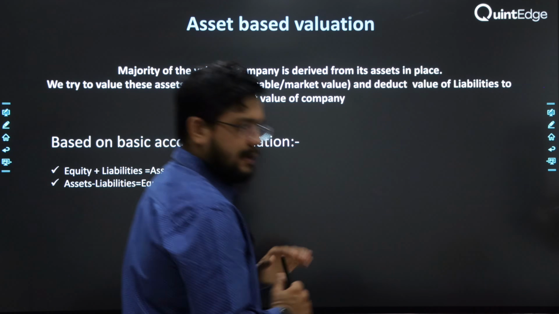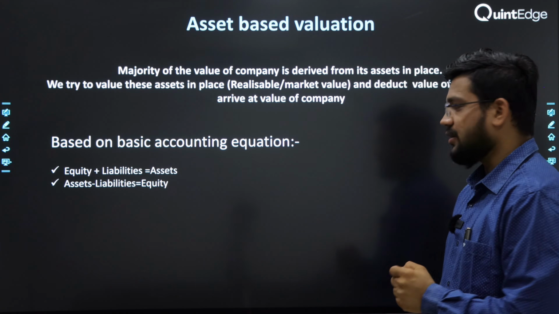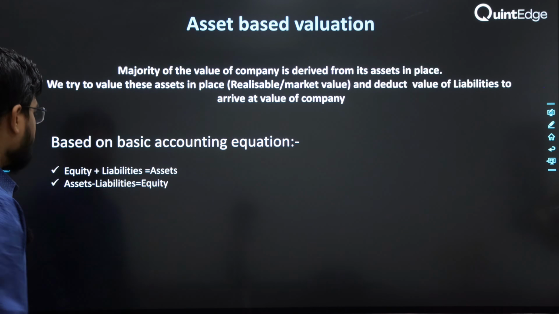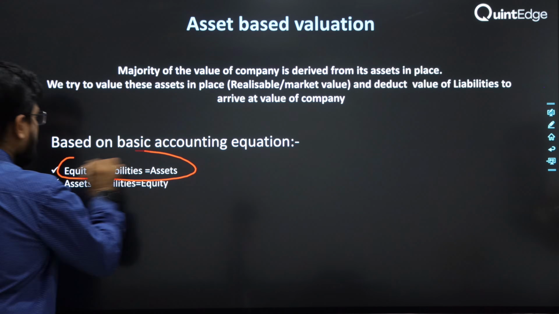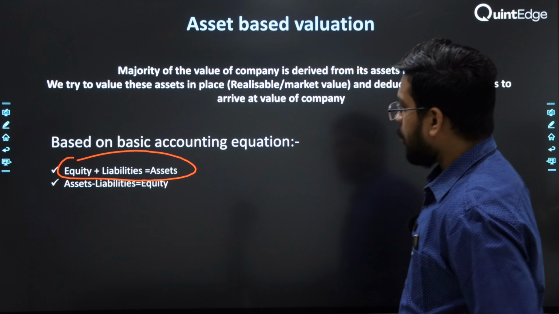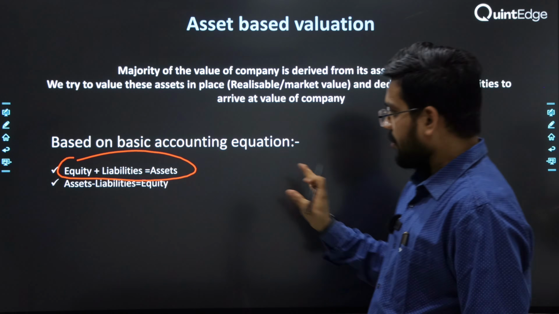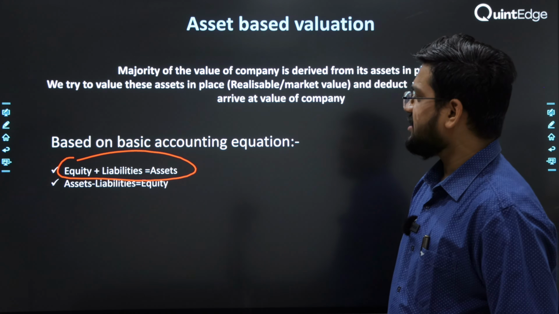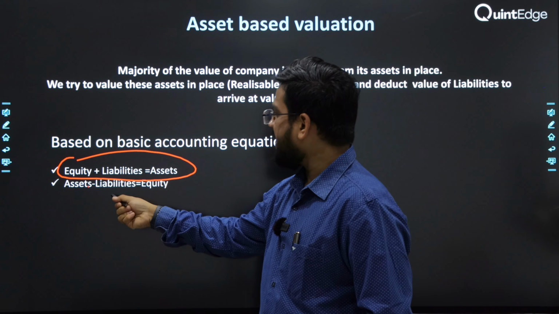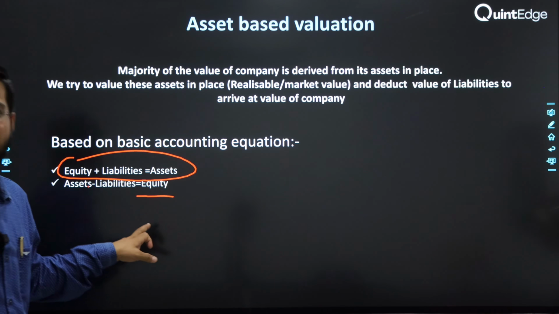Then the last one for this video, asset-based valuation. In asset-based valuation, we use a very simple exercise. We have learned this in our 11-12 standard, if you have done 11-12 in accounts or commerce: equity plus liability equals assets. We just algebraically modify this equation and say this liability goes over here, so assets minus liabilities equals equity, right? And this can give us the value of equity.